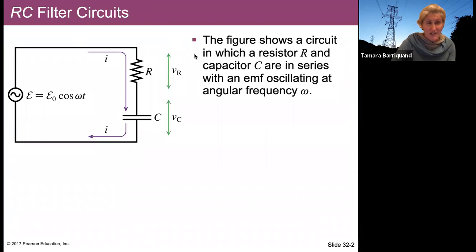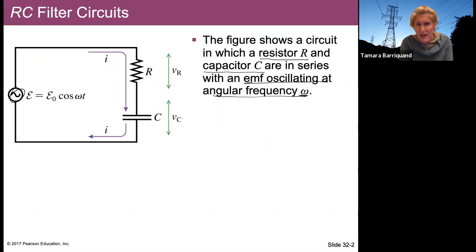So here we have an AC circuit. It's got an alternating current right here, where the EMF is equal to the peak EMF, EMF naught, times cos omega t. And we have a resistor and a capacitor. So the figure here shows a circuit in which a resistor R and a capacitor C are in series with an EMF oscillating at an angular frequency omega.